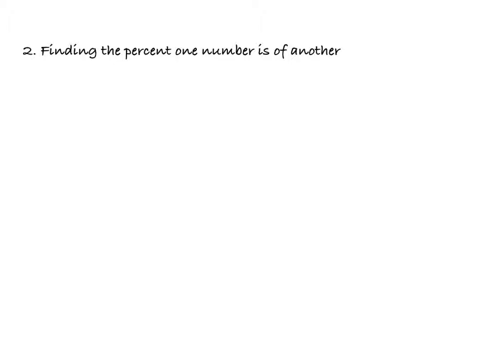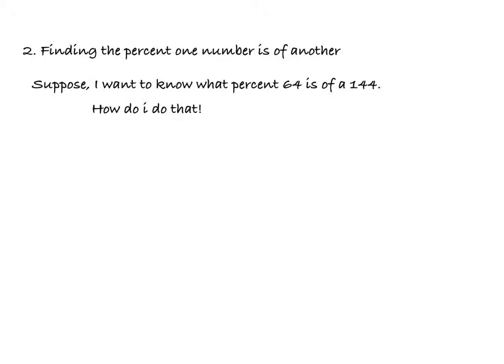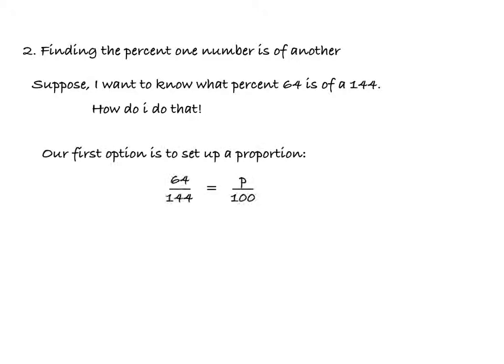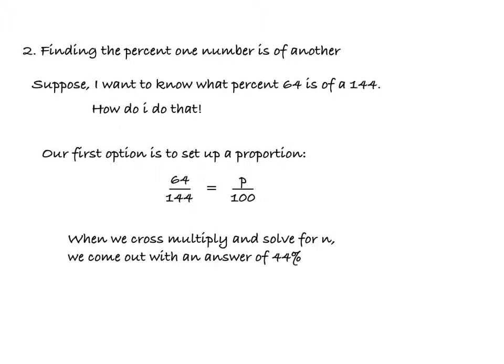Alright, for the second thing we want to look at finding the percent one number is of another. So, suppose I want to know what percent 64 is of 144. How do I do that? Okay, again, we have 2 options. We can set up a proportion, 64 over 144. That's the ratio we've been given. Now, we want to know in terms of percentage, so that means our denominator is going to be 100. So we have our percent over 100. And again, we're going to cross multiply and solve for n, giving us 44%.